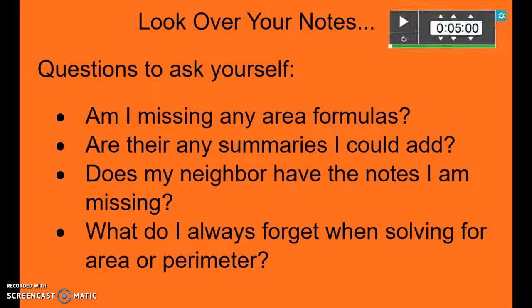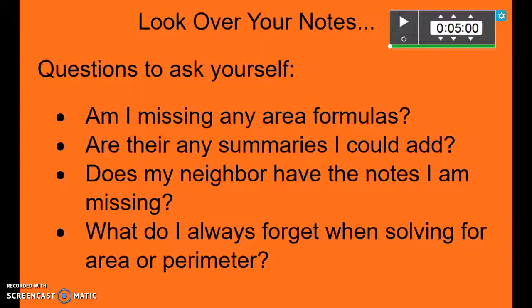So first thing we're going to do, we're going to look over our notes. You have 5 minutes. Okay, flip through your pages. Are you missing any area folders? Ask yourself that. Okay, do you have a triangle? Do you have a parallelogram? Do you have a rhombus and a rectangle and a trapezoid? Are there any summaries you could add? Okay, we're answering those essential questions.